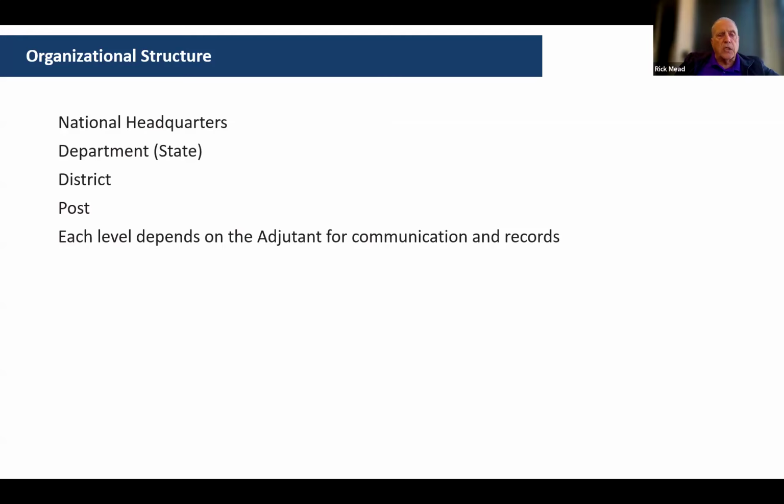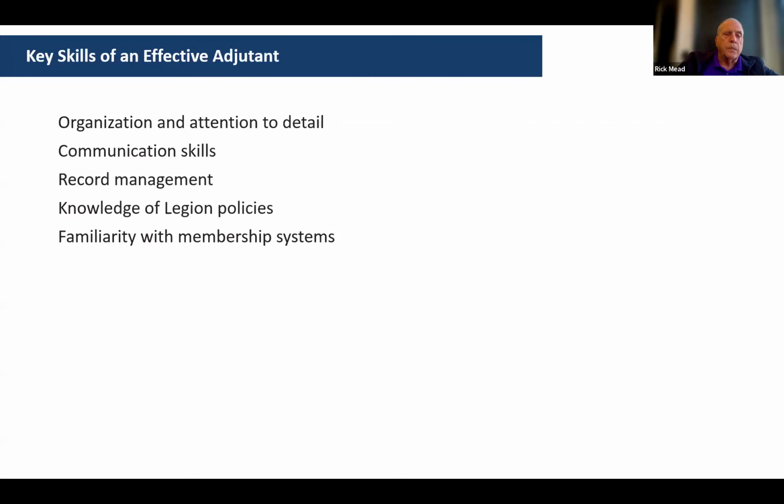And again, each level depends on the adjutant for the communication and the records. Skills: organization and attention to detail, communication skills, record management, knowledge of Legion policies. And this one is, I believe, absolutely essential. It's something that you don't learn overnight.